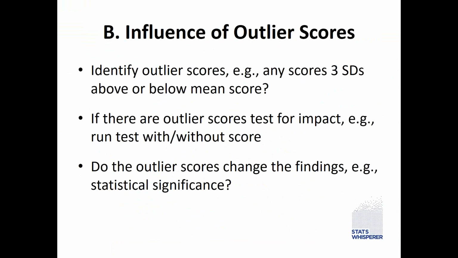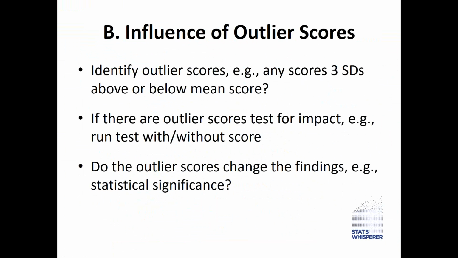The first step is to identify if there are any outlier scores in the distribution. Now recall the distribution had the little standard deviations at the bottom. We could define an outlier as a score at least 3 standard deviations from the mean, and we'll illustrate that in a moment.